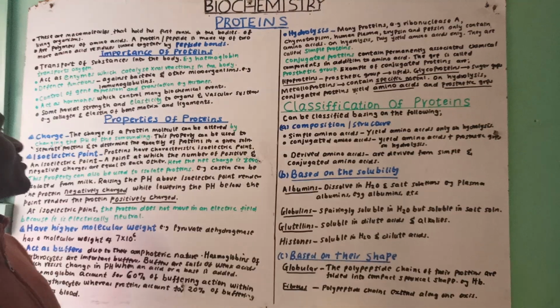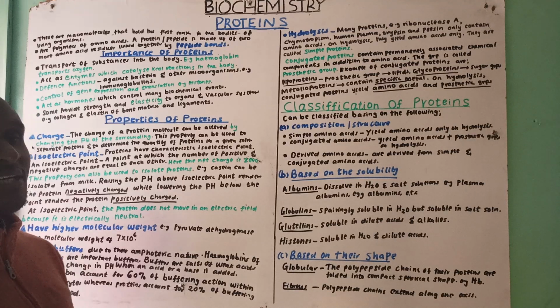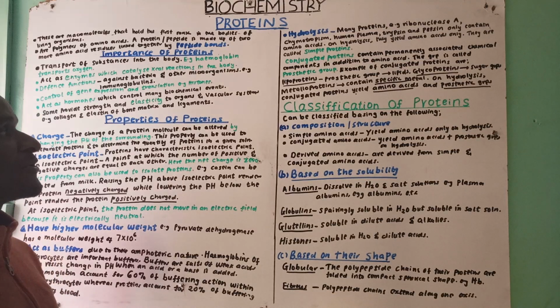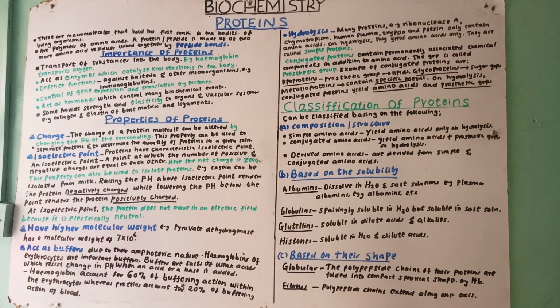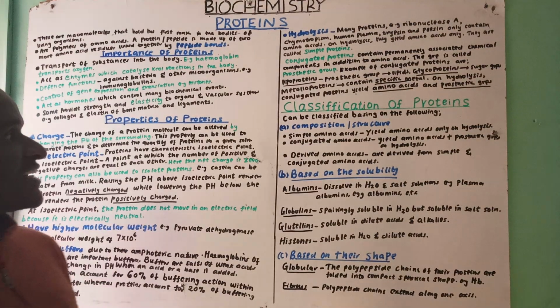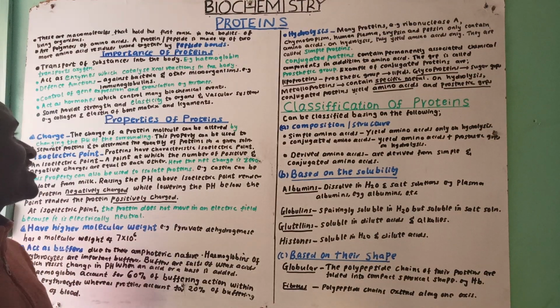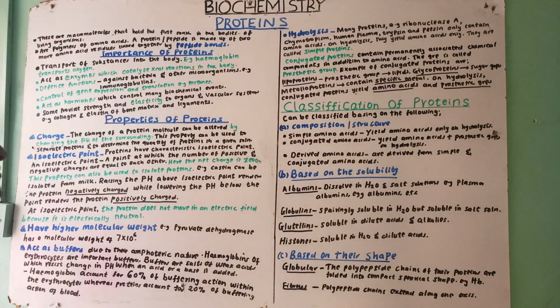Proteins also act as hormones, which normally control many biochemical events. You know that hormones are biochemical messengers in the chemical reaction. Some proteins provide strength and elasticity to organs and vascular systems, e.g. collagens and elastins of bone matrix and ligaments.